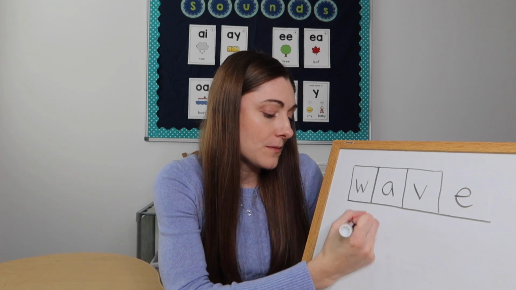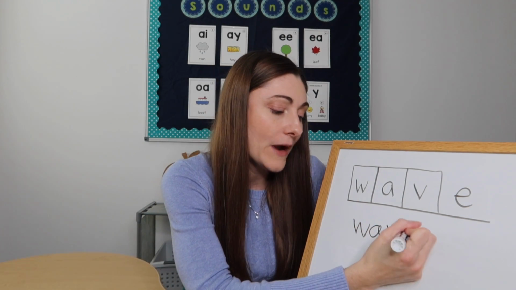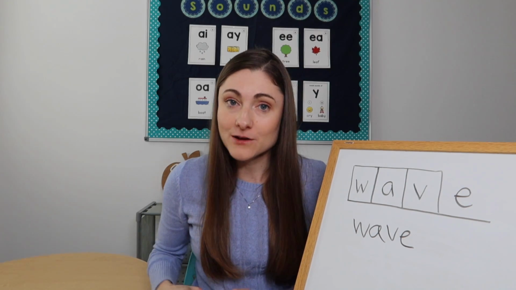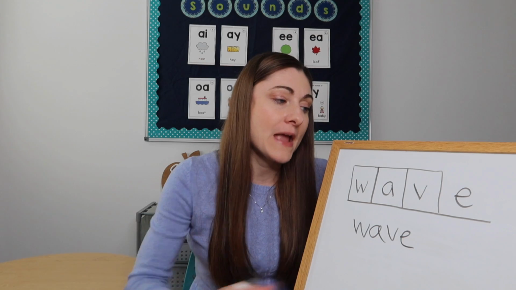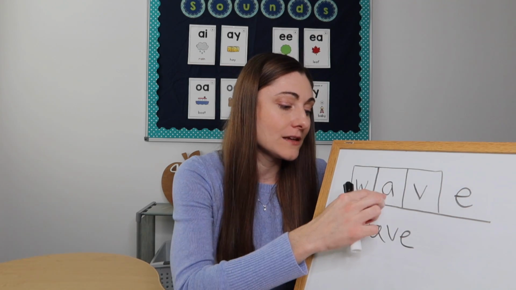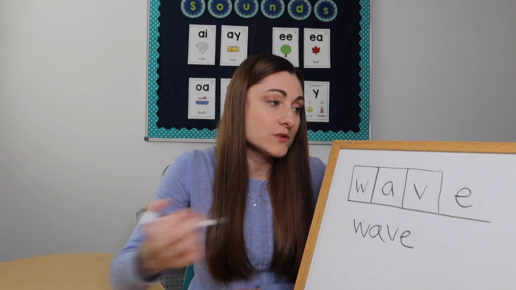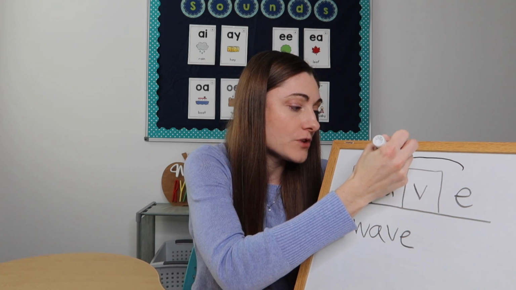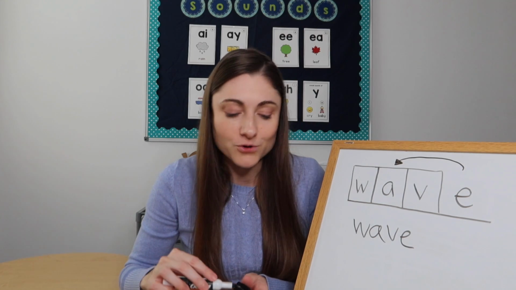Now, eventually we want them to be able to read wave just written like this, right? But the sound boxes are kind of a temporary scaffold that visually remind them, hey, this is not going to represent a sound, but it is going to change the sound here. You could even draw a little arrow or have the kids draw an arrow, right? The more ownership you give them, the better. So you might want to have them draw an arrow.